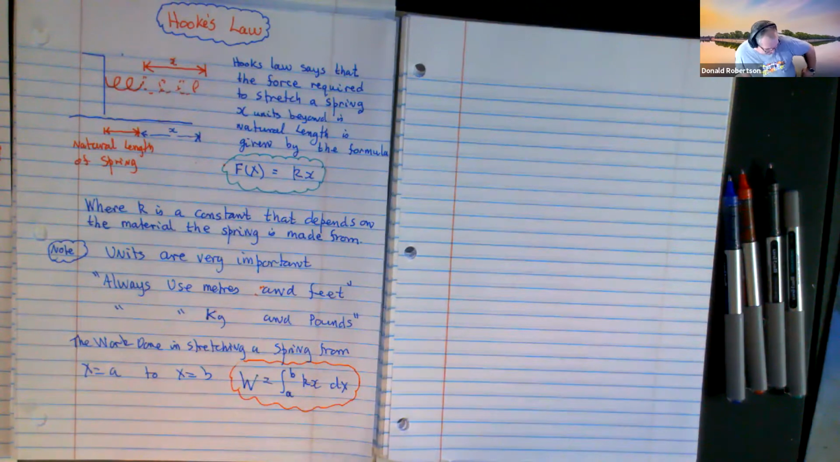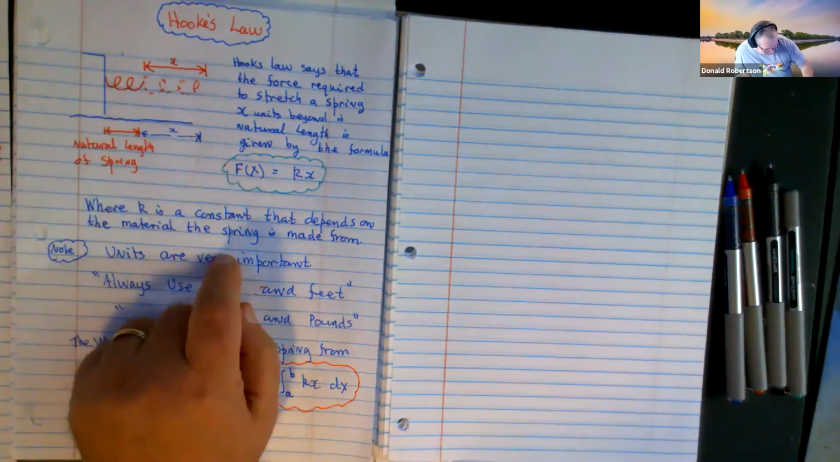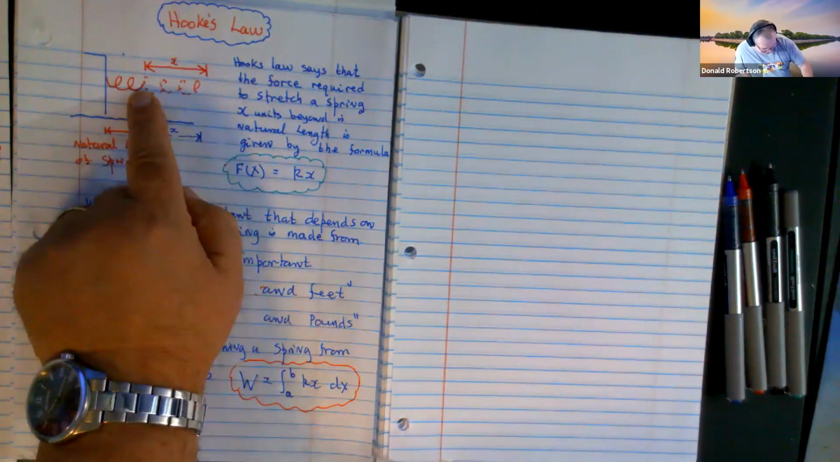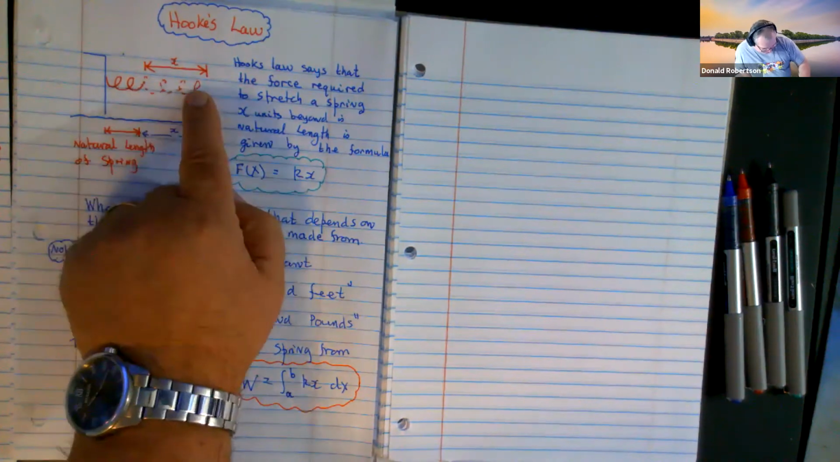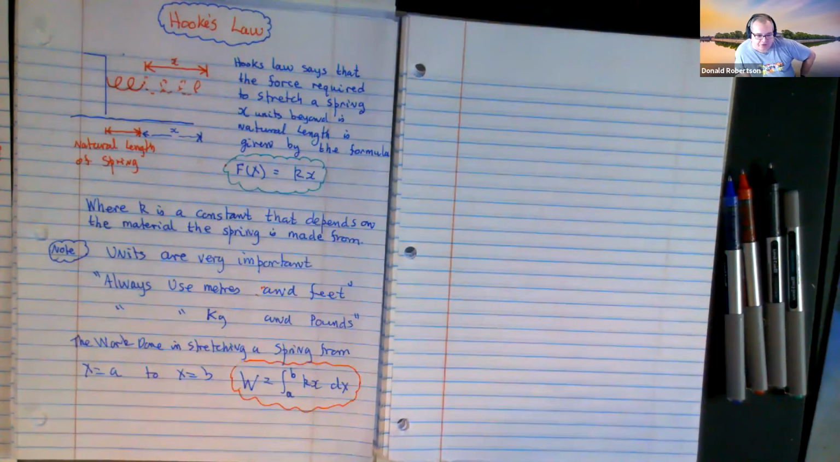Essentially, what he discovered was that if you take a spring and leave it alone, it has a natural length to it. And he found that if you stretch it a certain number of units beyond its natural length, and we'll call that distance x, that the force required to pull it from here to here, this distance x, is k times x. And k is a constant, a fixed number, and it depends on the spring, right?